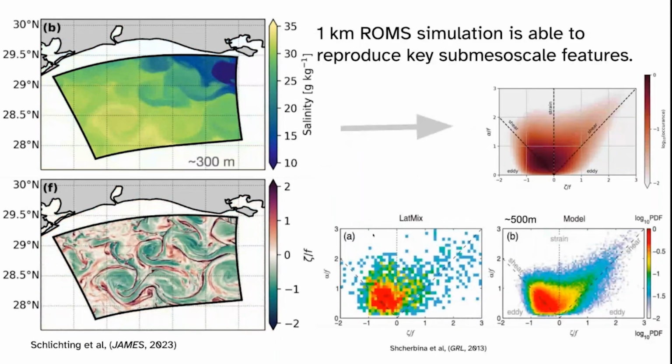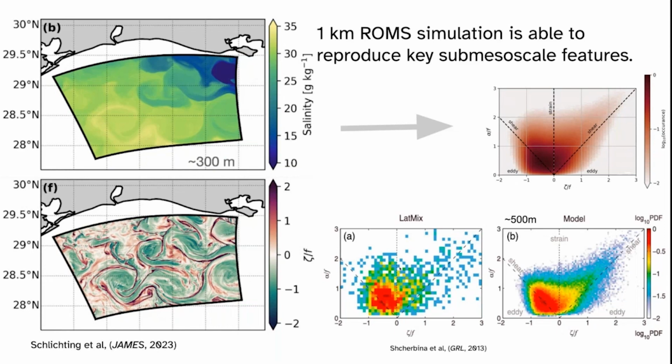And here's an example of a nested model within that, a two-way nested subdomain child model. And you can see here again is the sea surface salinity and the normalized relative vorticity. The features are even more energetic in this 300-meter simulation, and you start to see features along the fronts that weren't present before.